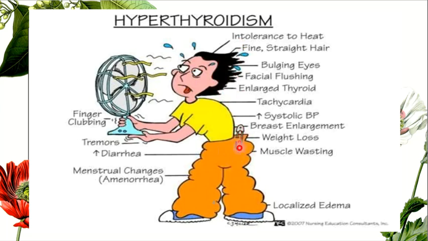You see the pant, he has clipped the pant because there is weight loss. There can be breast enlargement, there can be muscle wasting, there can be edema. In females, there can be menstrual changes, there can be diarrhea, because remember it also affects the GI secretions. There can be tremors and finger clubbing also.